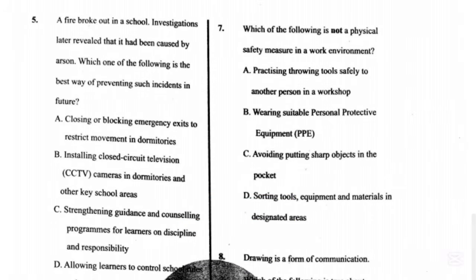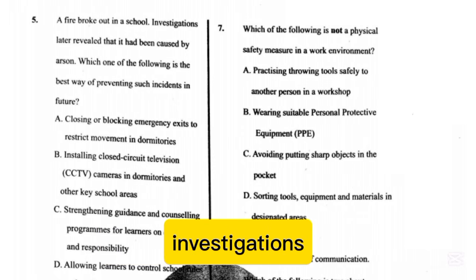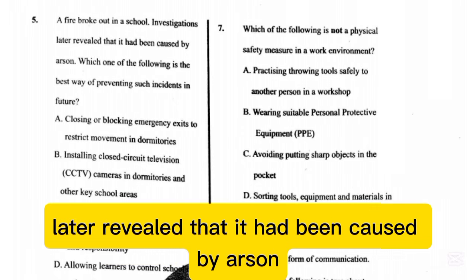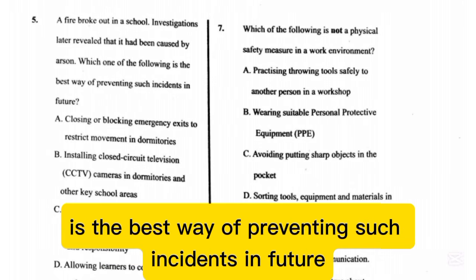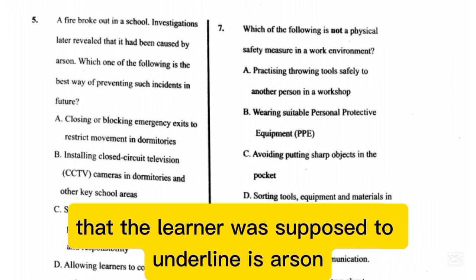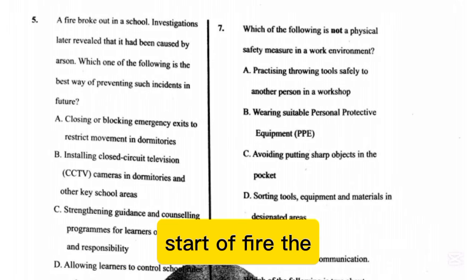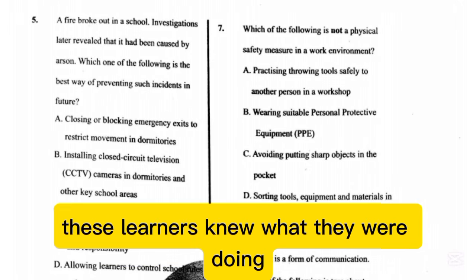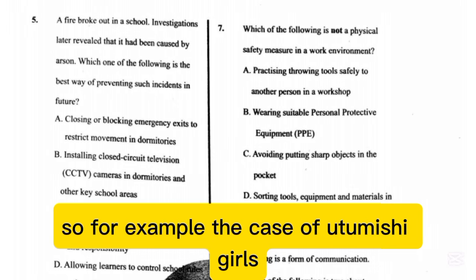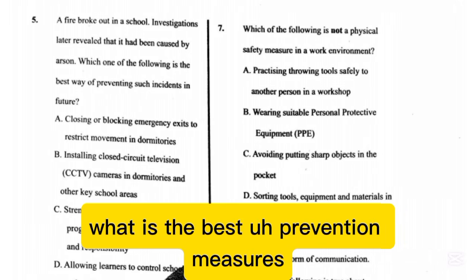Question 5. A fire broke out in a school. Investigations later revealed that it had been caused by arson. Which one of the following is the best way of preventing such incidents in future? So here the keyword that the learner was supposed to underline is arson. And when we talk about arson, we are talking about a deliberate start of fire. These learners knew what they were doing. So, for example, the case of Utumishi girls. So that was arson. So, in a case like that, what is the best prevention measure?